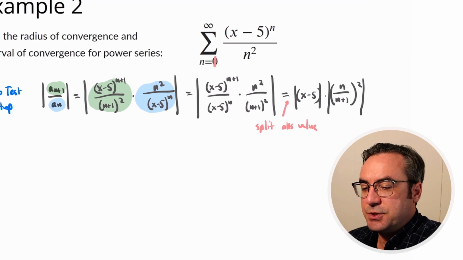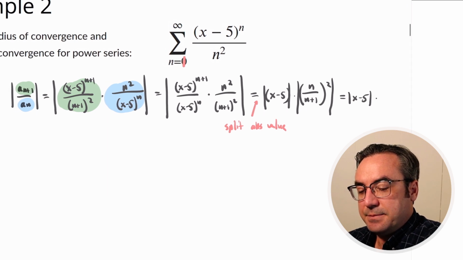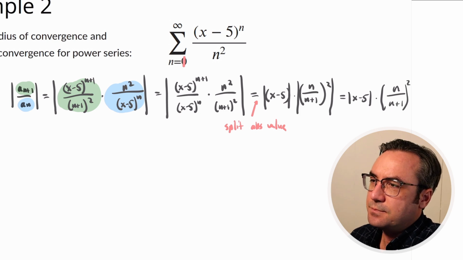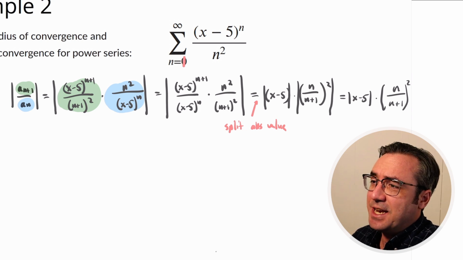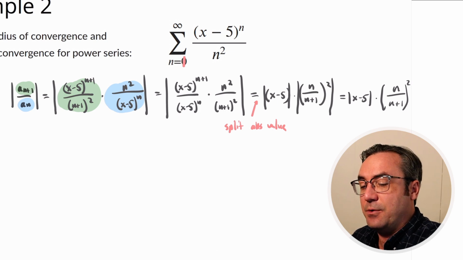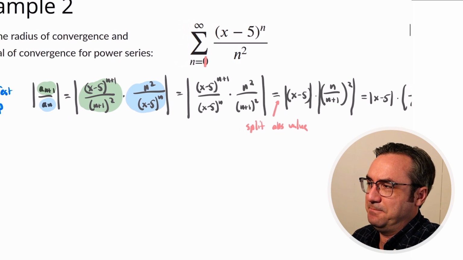So if we clean this up just a little bit more, we end up with the absolute value of x minus 5 times this fraction n over n plus 1 squared. All right, so that's just the setup for the ratio test. Now, we have to calculate the limit of this as n goes to infinity.